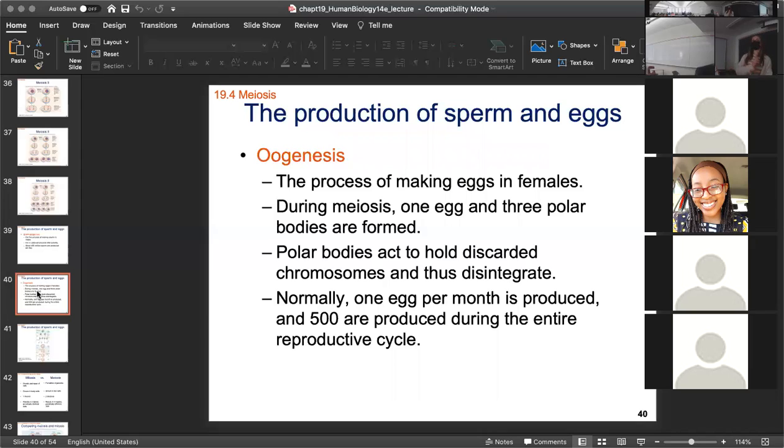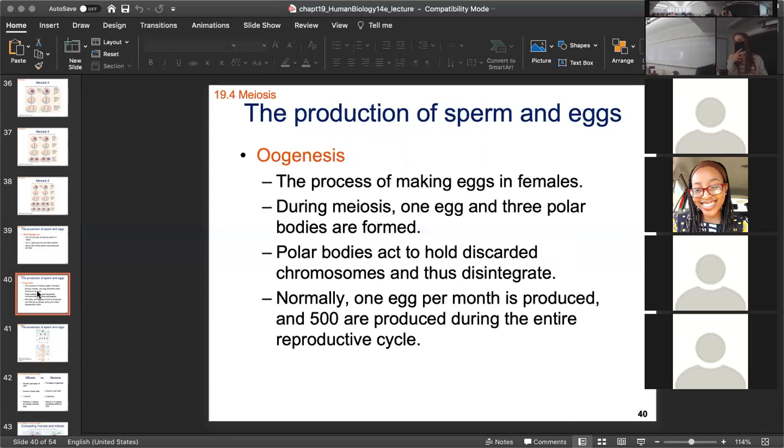But then we've got, in females, oogenesis, which is the process of making eggs in females. During meiosis, one egg and 3 polar bodies are formed. You don't really have to remember that as much, but remember how we end up with 4 haploid daughter cells? Essentially only one of them is really good, okay? The polar bodies act to hold discarded chromosomes and thus disintegrate, okay?